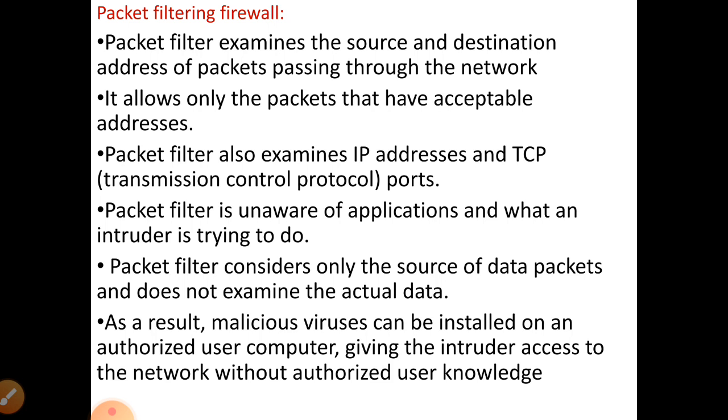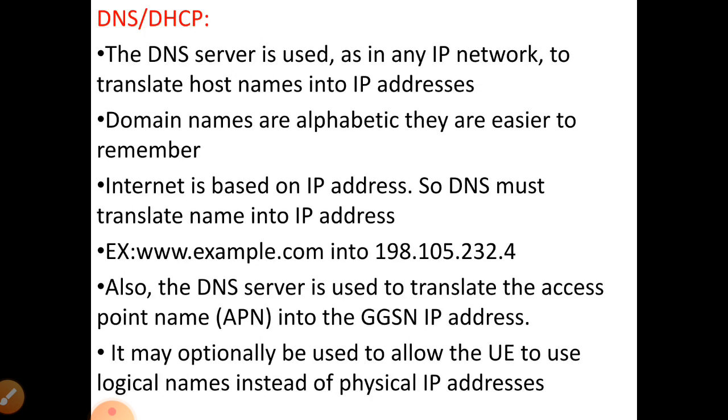So the last portion of the UMTS core network architecture is DNS and DHCP. This DNS server is used in all IP networks. I explained the main function of this DNS server in the previous class itself. It translates the host or domain name into the IP address. We use the domain name in alphabetic form because it is easier for human beings to remember.